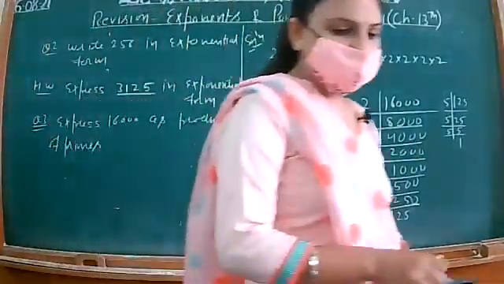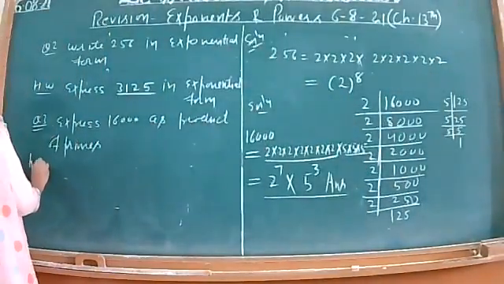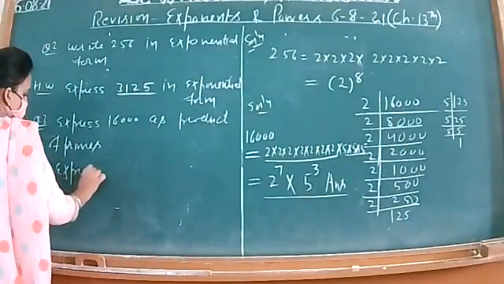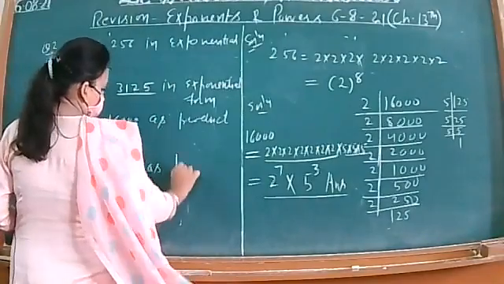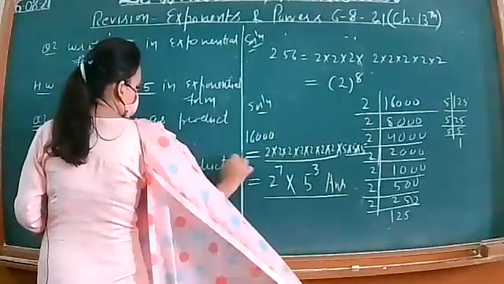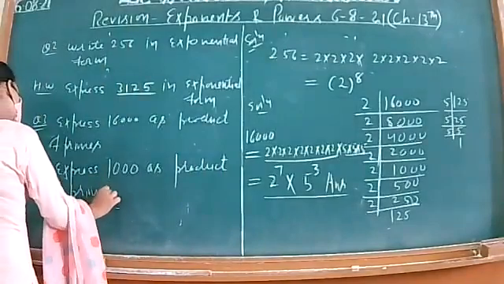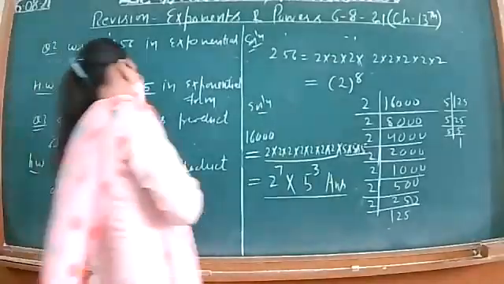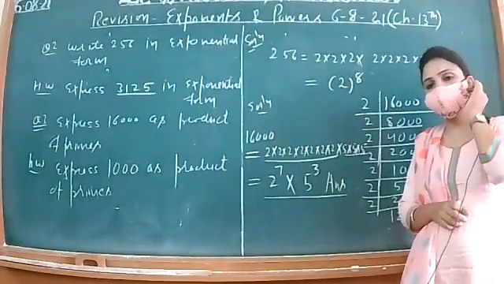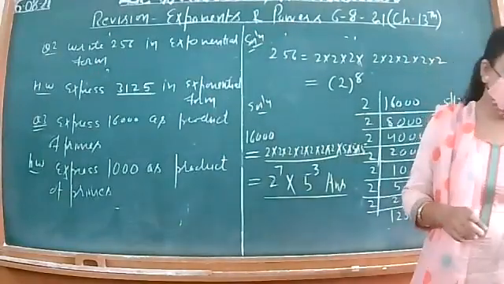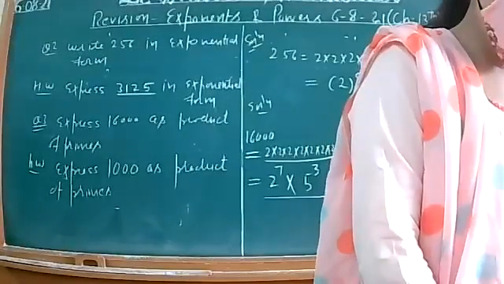So I'm giving you one homework. Express 1000 as product of primes. This is your homework. So this way you will write the number in the exponential form.